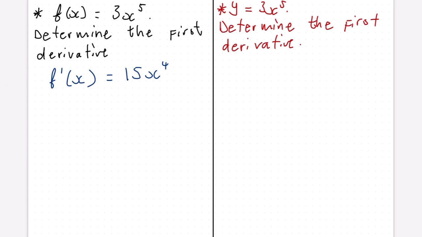But what if we were given the question in the form y is equal to 3x to the 5? What is the correct notation of the first derivative when it's given in the form y? Well, the first derivative, whenever you're given y, is denoted as dy over dx. I know this is a very weird kind of notation you've never seen before, but dy over dx just means the derivative of y. So in other words, dy over dx would be equal to 15x to the power of 4. Let's look at a few more examples.